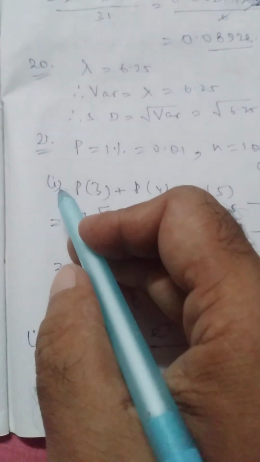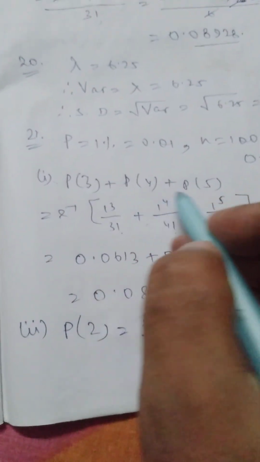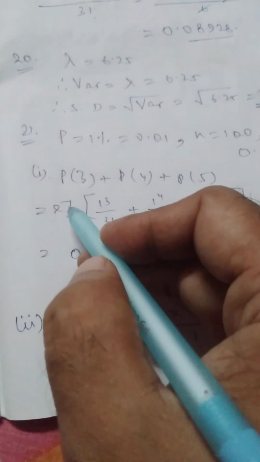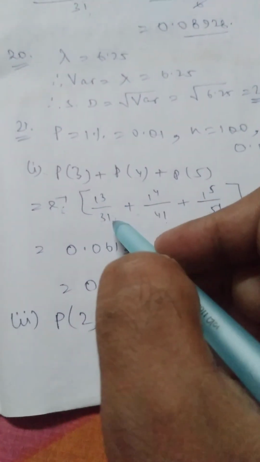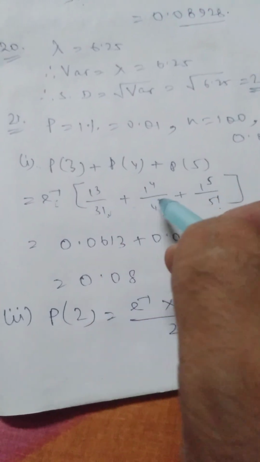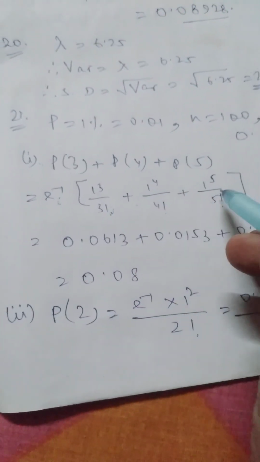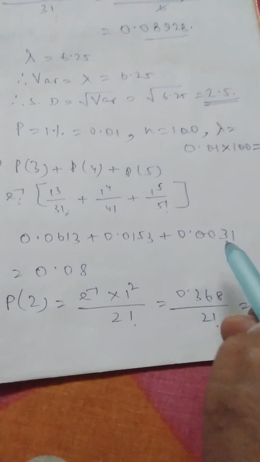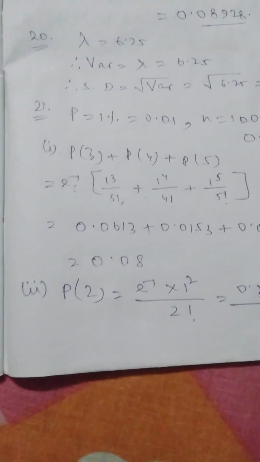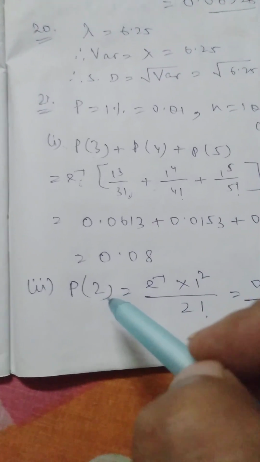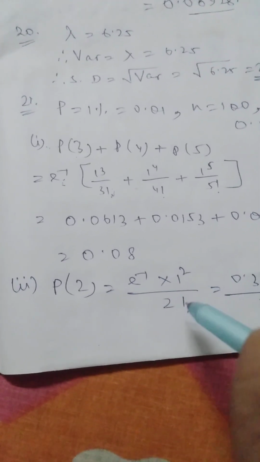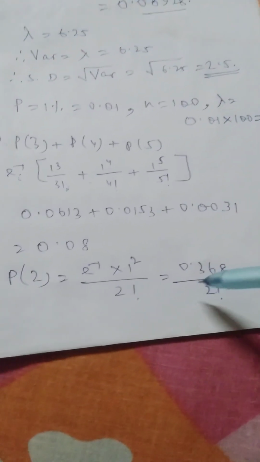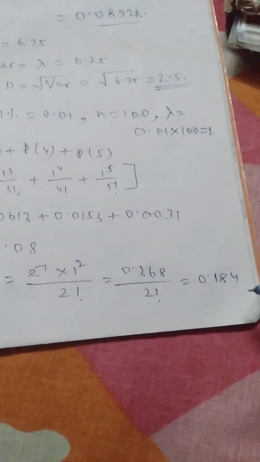So for part 1, P3 plus P4 plus P5, which will make it e to the power minus 1 into 1 cube by 3 factorial plus 1 to the power 4 by 4 factorial plus 1 to the power 5 by 5 factorial, which is equal to 0.0613 plus 0.0153 plus 0.0031, which will make it 0.08. For part 2, P2 is e raised to minus 1 into 1 square by 2 factorial, which will make it 0.368 by 2 factorial, equals 0.184.